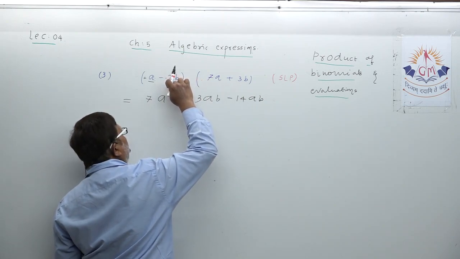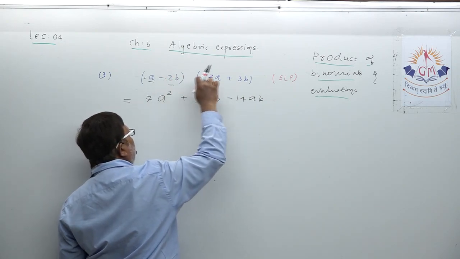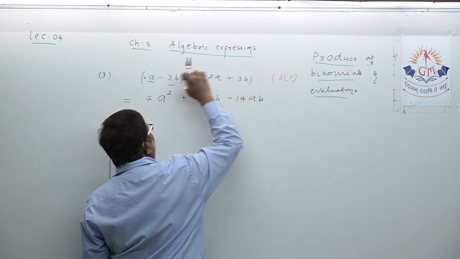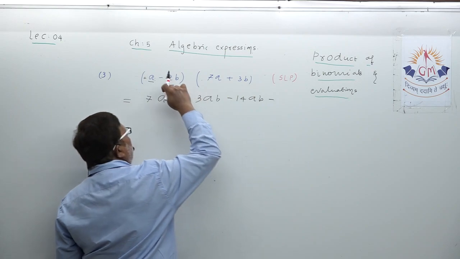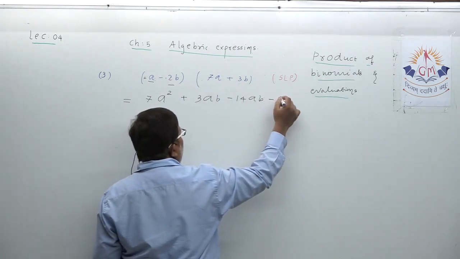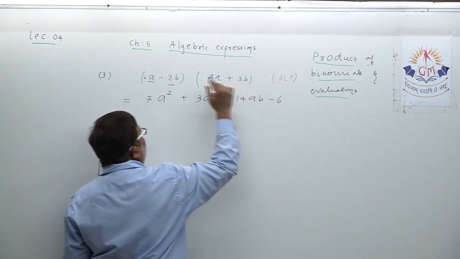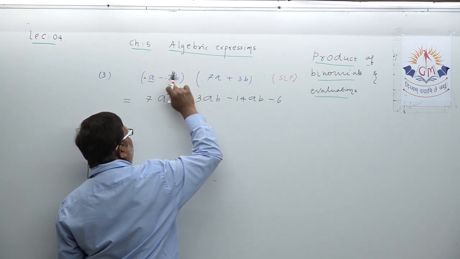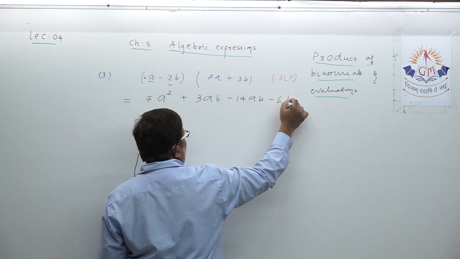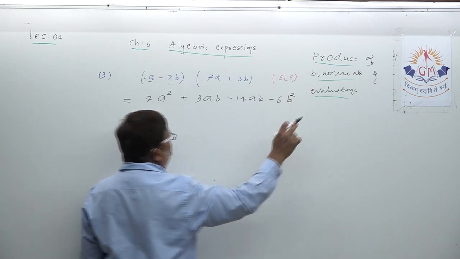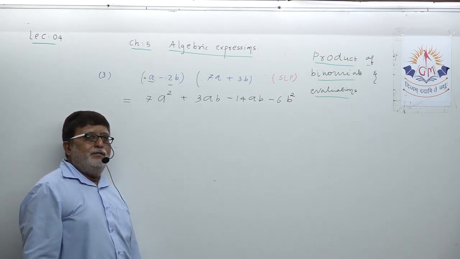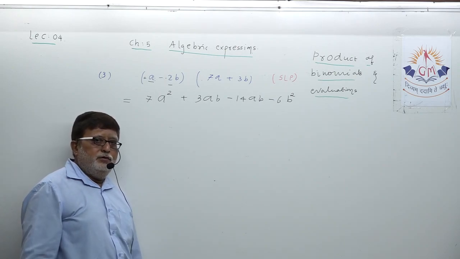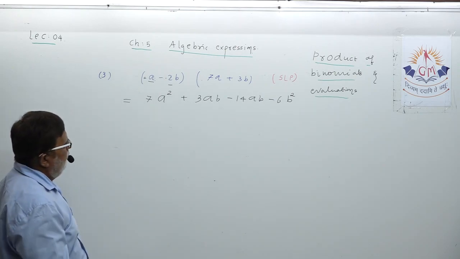Now you have to multiply minus 2b with plus 3b. Minus plus minus, first the multiplication of numbers, then power, similar variable b into b. You all know with practice it is b square. Sometimes we speak that way also. b into b, we simply write b square.